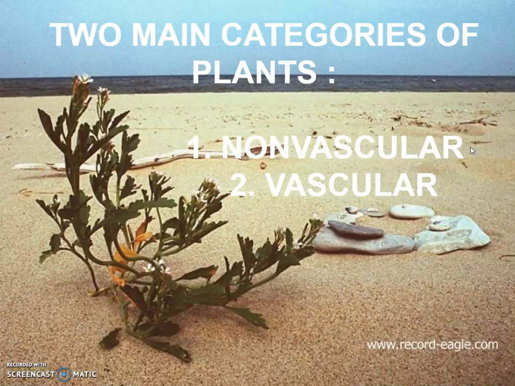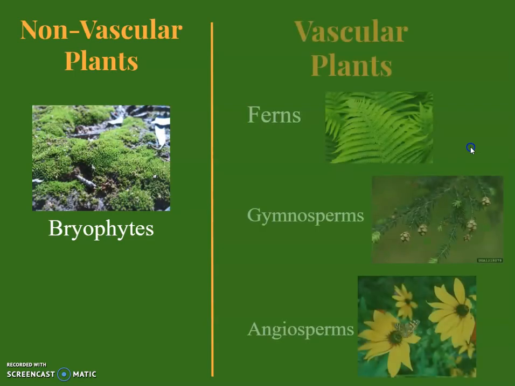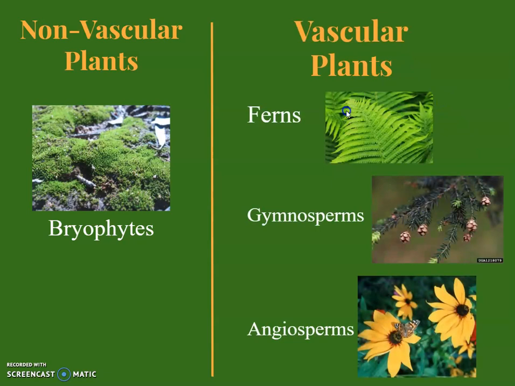So today we're going to look at different non-vascular and vascular plants. The non-vascular plants we call bryophytes, and then the vascular plants are plants like ferns, gymnosperms, and angiosperms. These are the four types of plants that you're going to need to know in this unit. But today we're going to focus on bryophytes, and we're going to focus on these three later.